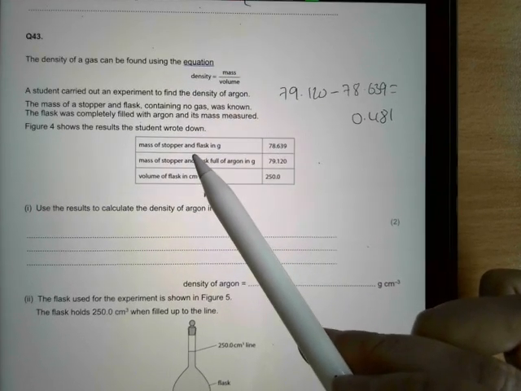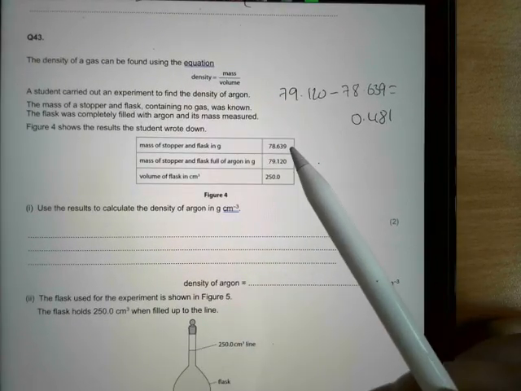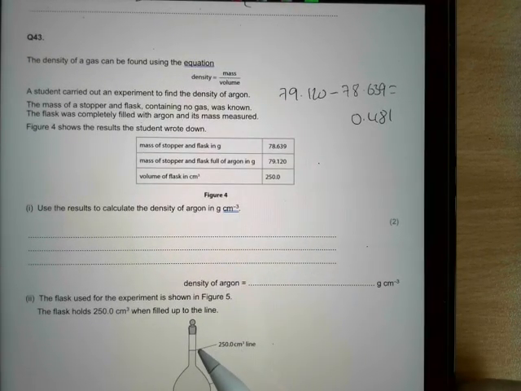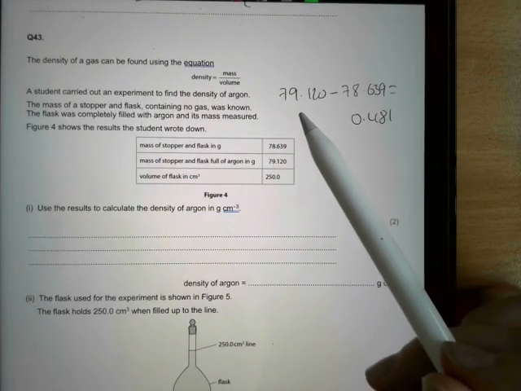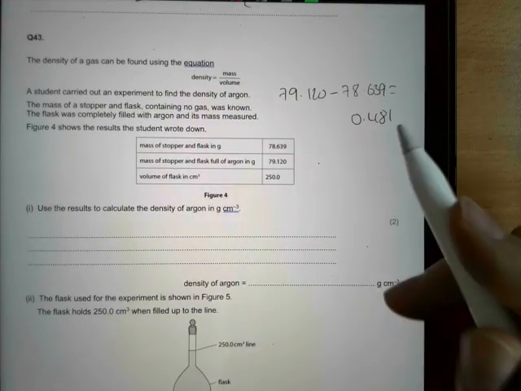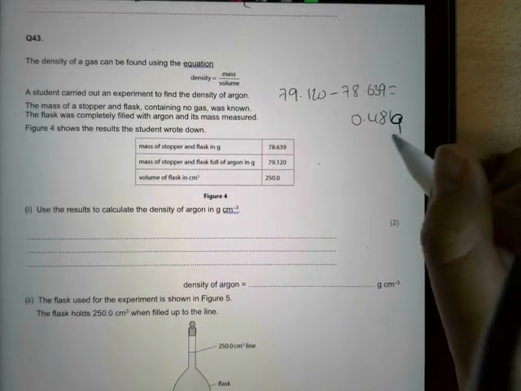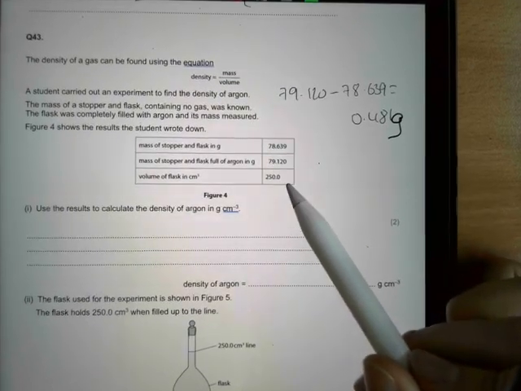When they're trying to work out the mass, they first of all take this flask with a stopper and they just get the mass on the mass balance, and then they fill the flask with argon, and then they get the mass again. Okay, so the increase in mass after filling with argon is going to be the mass of the argon. So you just minus one from the other, you'll get the mass of the argon in grams, and then they give you the volume is 250.